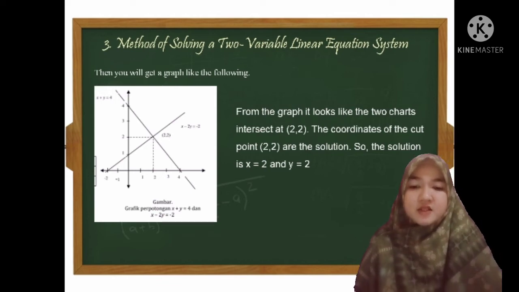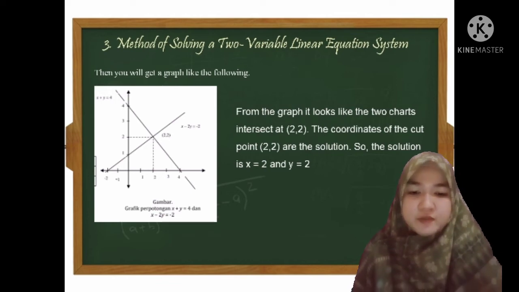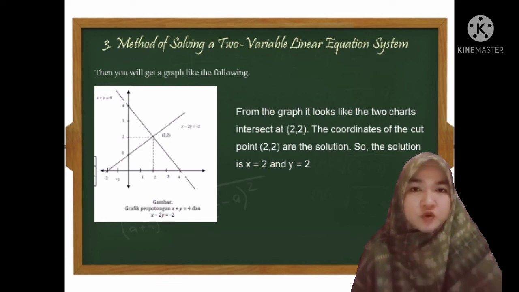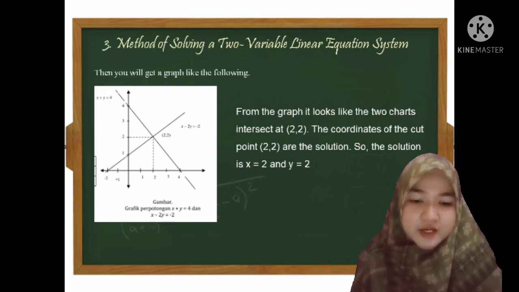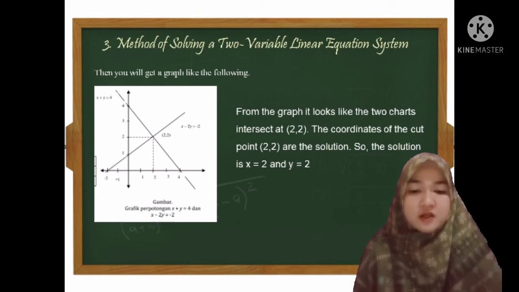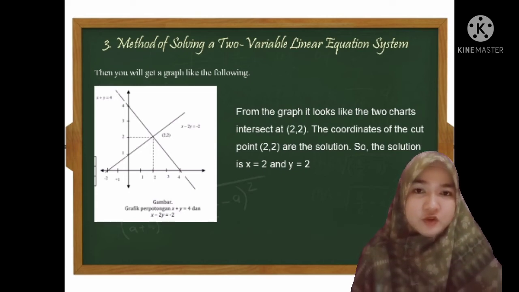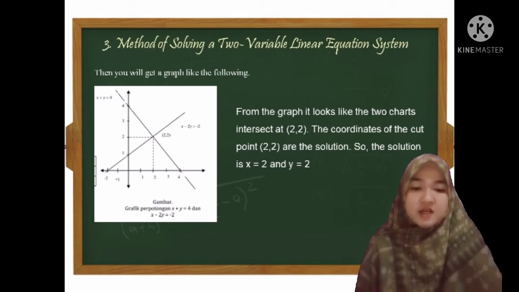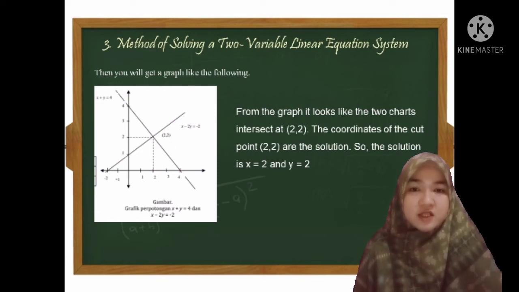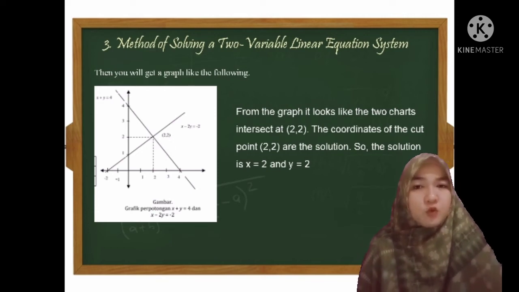Then you will get a graph like the following. From the graph, it looks like the two lines intersect at (2, 2). The coordinates of the intersection point (2, 2) are the solution. So the solution is x equals 2 and y equals 2.